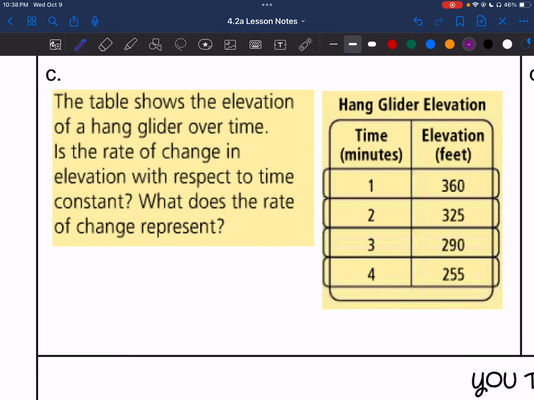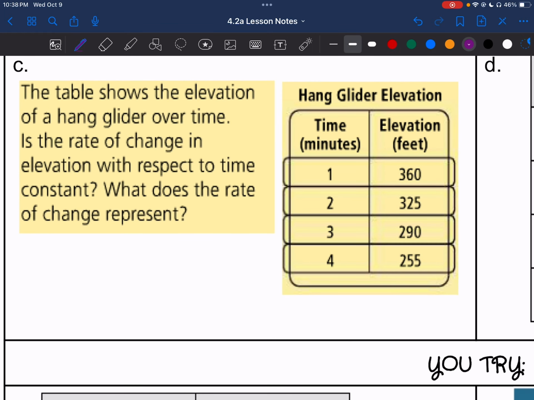So now, letter C, we have the table showing the elevation of a hang glider over time. Is the rate of change in elevation with respect to time constant? And what does that represent given this scenario?